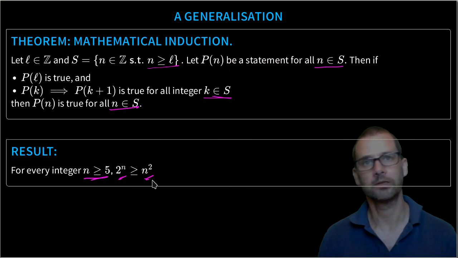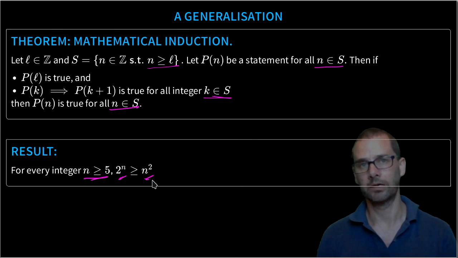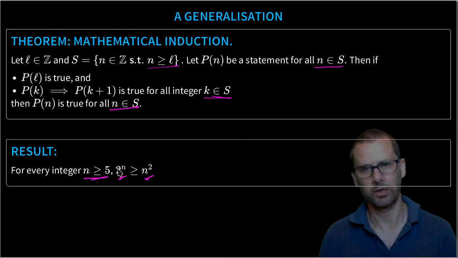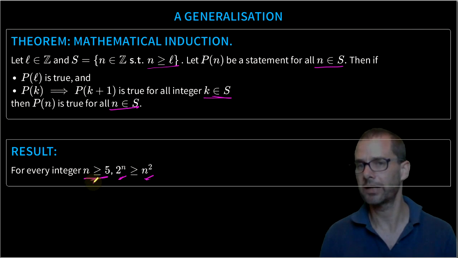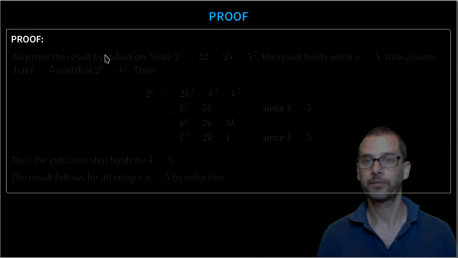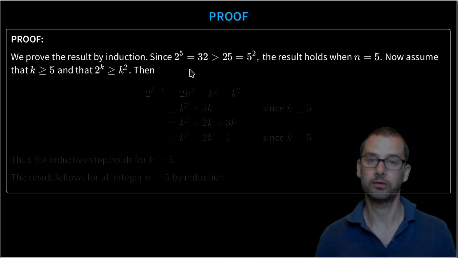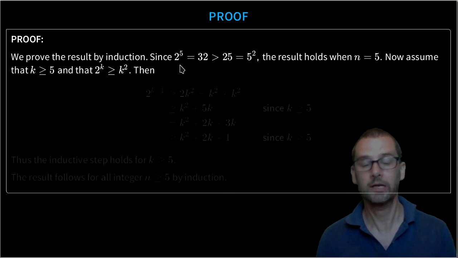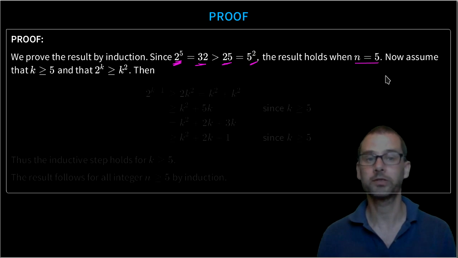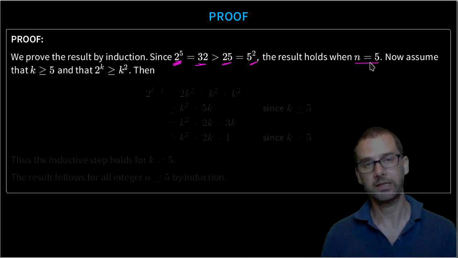If you think about this for a moment, this makes sense: n squared is growing quadratically, like a polynomial, whereas 2 to the n is growing exponentially quickly. So you'd expect this to be true when n is big enough, and here big enough turns out to be 5. So let's look at a proof. We prove the result by induction. We first have to check the base case. So we check when n equals 5, 2 to the 5, which is 32, is definitely bigger than 25, which is 5 squared. So the result holds when n equals 5. That's our base case.